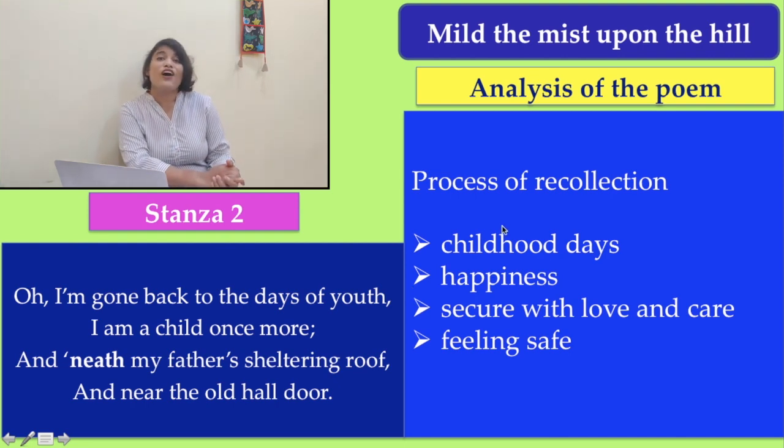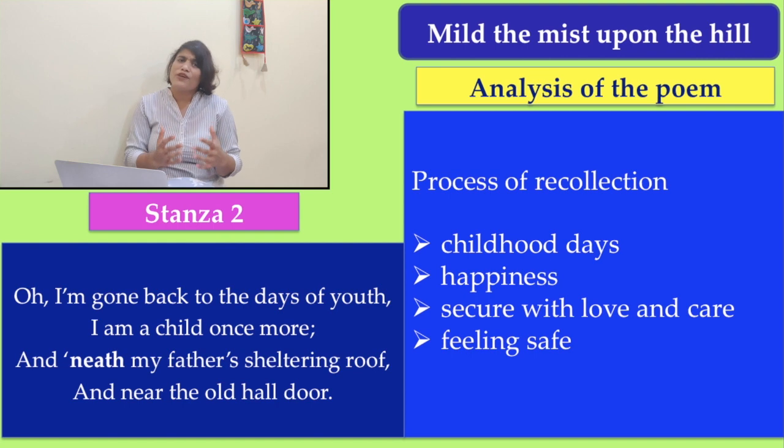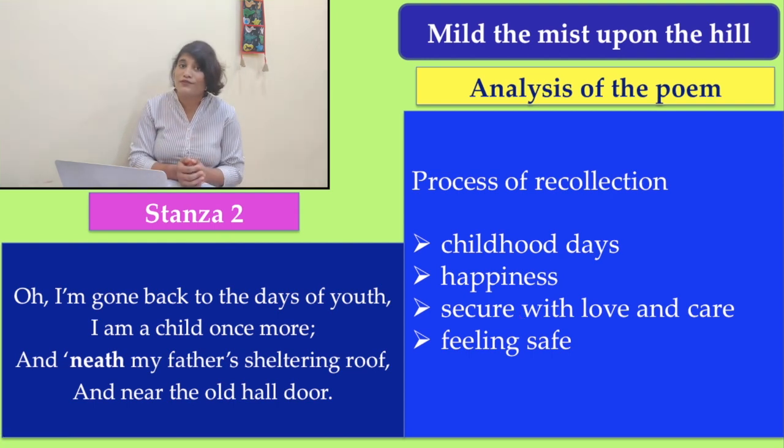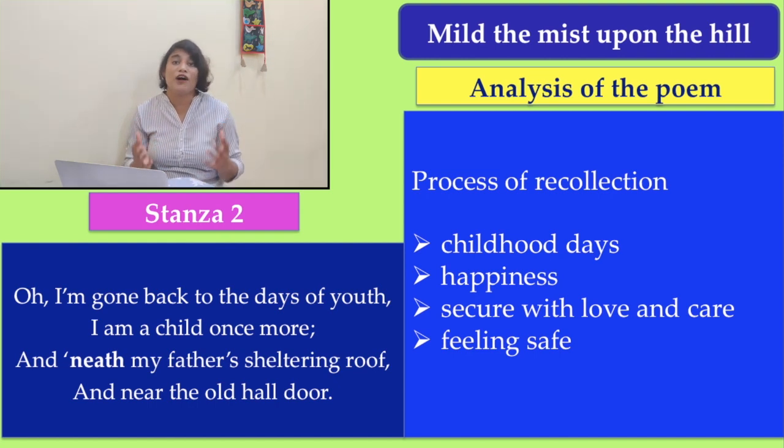And here the process of recollection starts. If we walk down our memory lane, we sometimes feel happy with the memories of childhood, and childhood memories make her happy. Why is it happy? Because it is secure with love and care, and of course it is safe, the feeling of safety. That is, I'm gone back to my days of youth. Now she is not a youth or child anymore. She is now an adult. So the natural imagery gives her an opportunity to go back to her youth and childhood days. And the poet says, I'm a child once more, and beneath my father's sheltering roof.